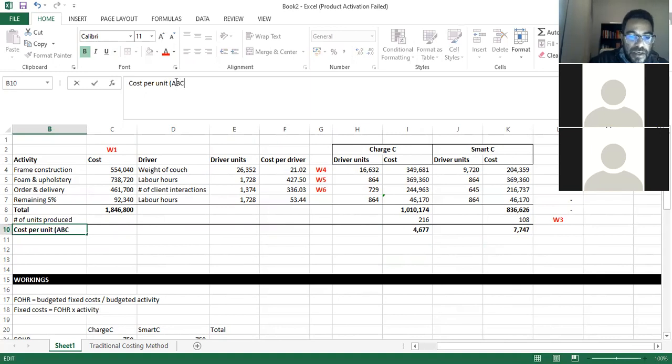Okay. So remember, this is fixed cost per unit. Just understand this here is fixed cost per unit. Then if we want to have a look at traditional, fixed cost per unit, but using the traditional costing method.